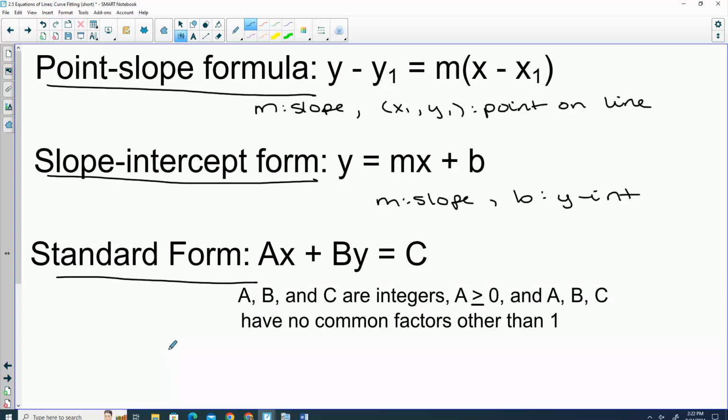It would probably be helpful if you jotted down the conditions for that as well. In standard form, a, b, and c have to be integers, so there's no fractions or decimals. They don't have any common factors, and the a has to be a positive number to be in true standard form.